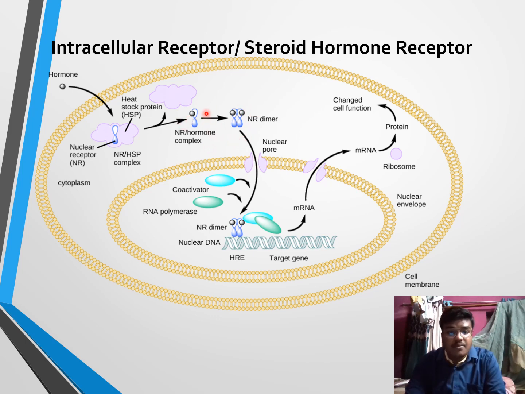This complex is dimerized and enters into the nucleus through the nuclear pore complex. After entry into the nucleus, the dimerized nuclear receptor binds with the HRE or hormone responsive element of the DNA. After binding with the hormone responsive element, this element is activated and binds with the RNA polymerase and several co-activators. After binding with the RNA polymerase, the transcription process starts and mRNA is produced.